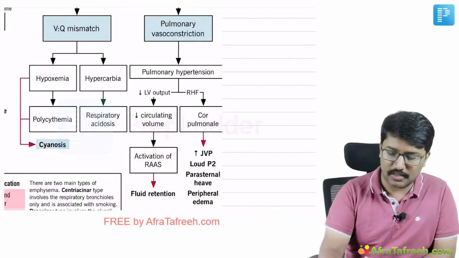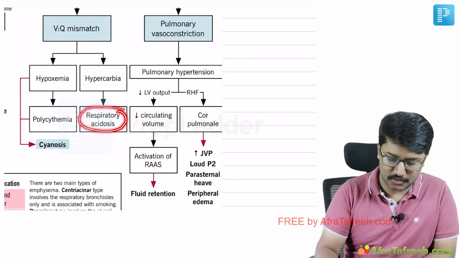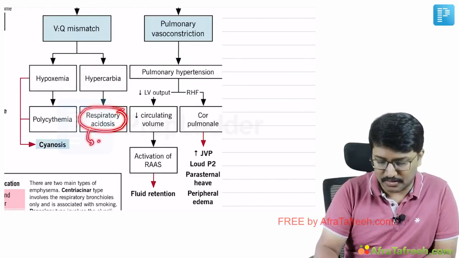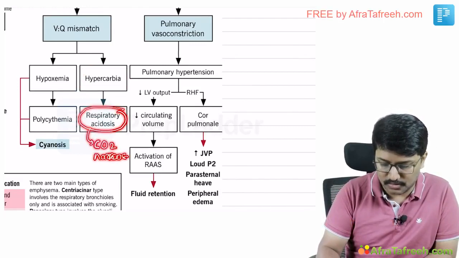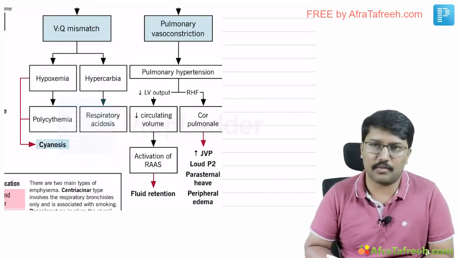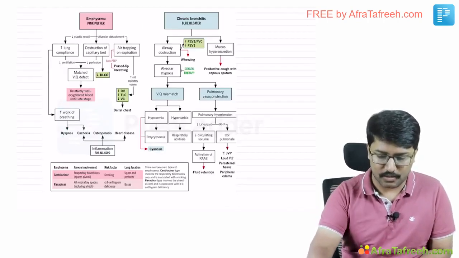The other thing we will notice is the hypercarbia in case of your chronic bronchitis will also lead to respiratory acidosis. Sometimes that can lead to the patient presenting with what is called CO2 narcosis or hypercarbic encephalopathy. Right. So this is the pathophysiology of your chronic bronchitis.